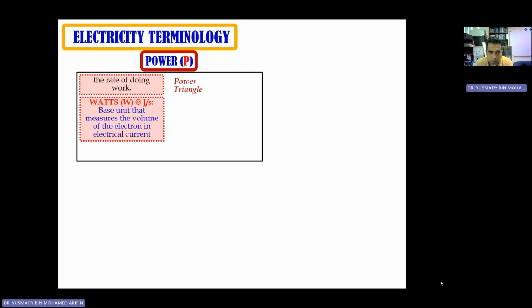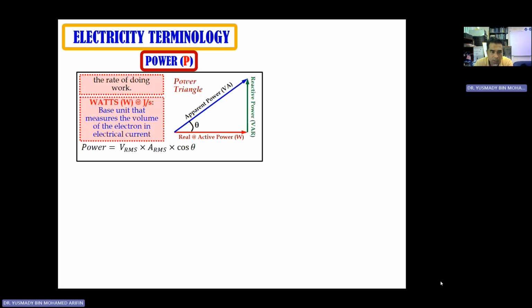So we have a power triangle that describes the power categories. So we have different types of power. First, we have real or active power represented by W, plus reactive power, VAR. So we'll get the resultant in terms of vector, apparent power, VA. And in between, the angle, we have theta.